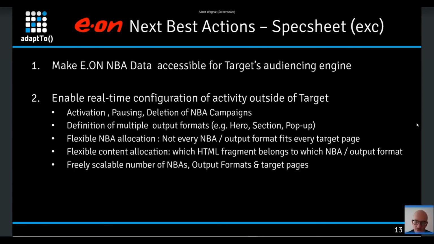They wanted to have flexible content allocation, meaning we are working with external HTML fragments, and usually those are allocated if you set up a standard experiment and you work with external fragments, you allocate them within Target, which works perfectly. But of course, if there's a change, you need to edit the activity, and that's exactly what they didn't want. They wanted to have that outside in a more programmatic way. And last of all, that should have been freely scalable, the number of NBAs, of output formats, of target pages. Yeah, so that was a challenge.